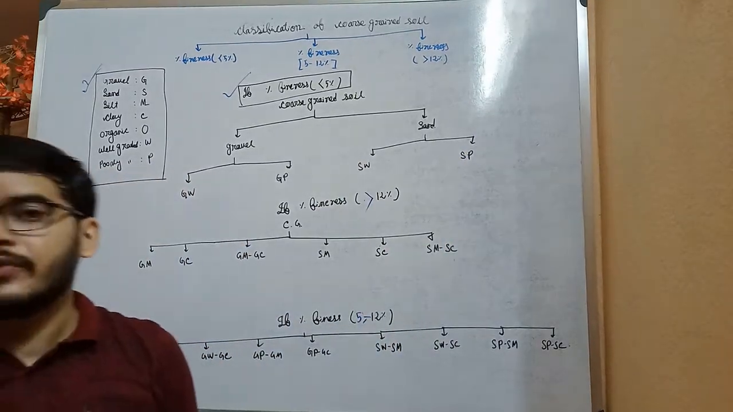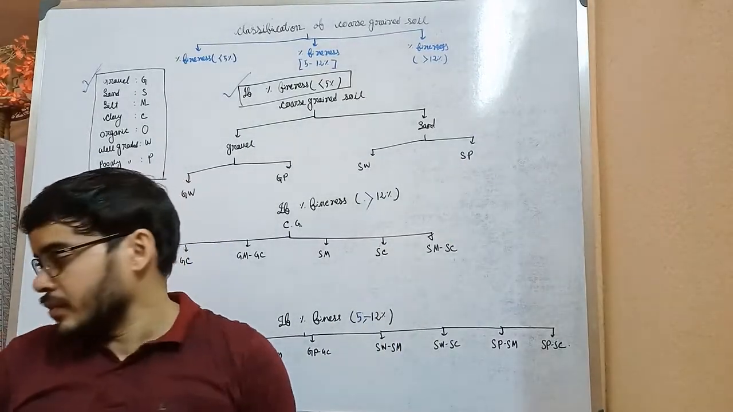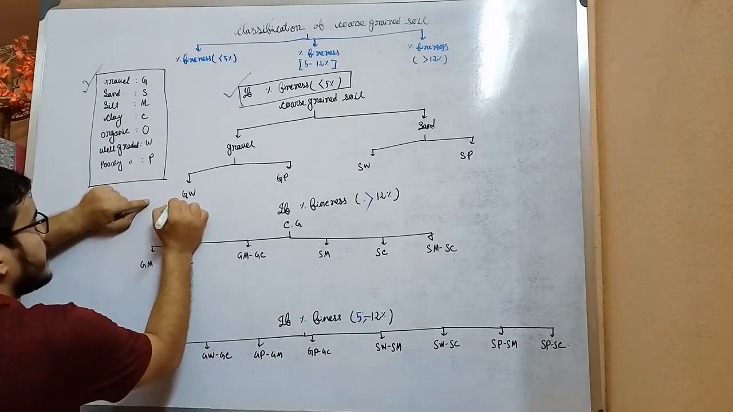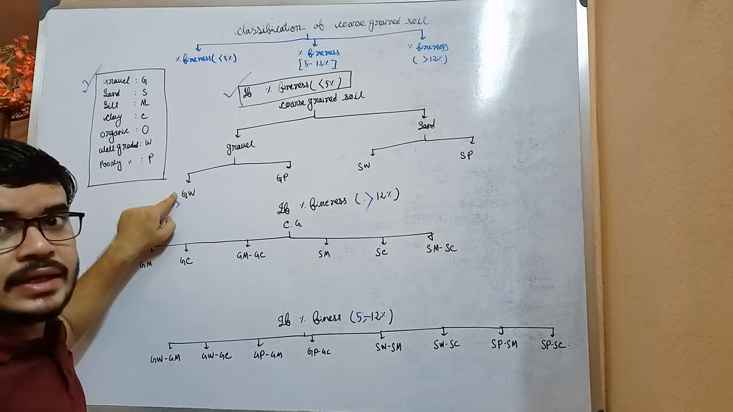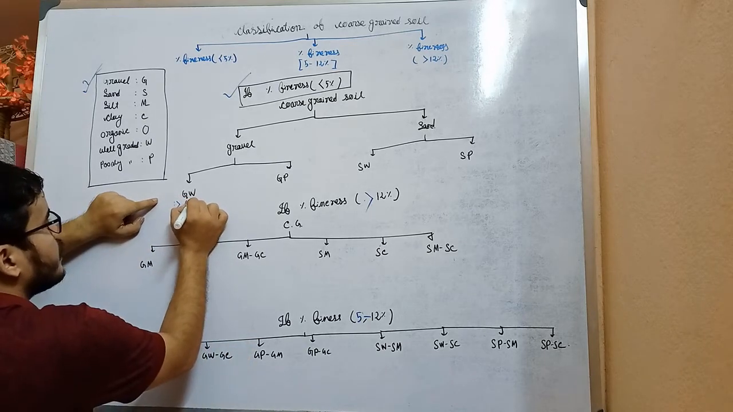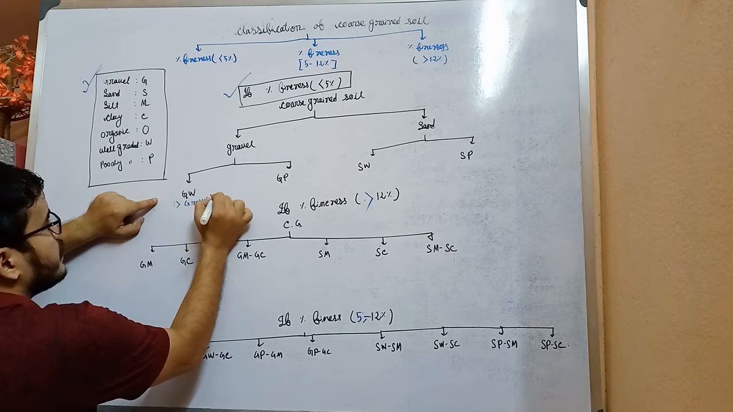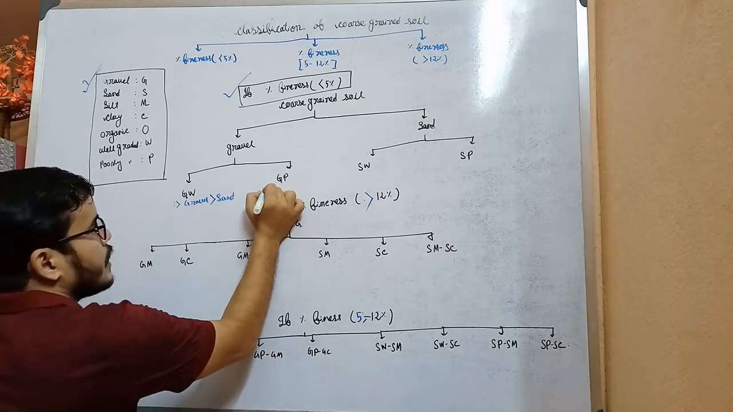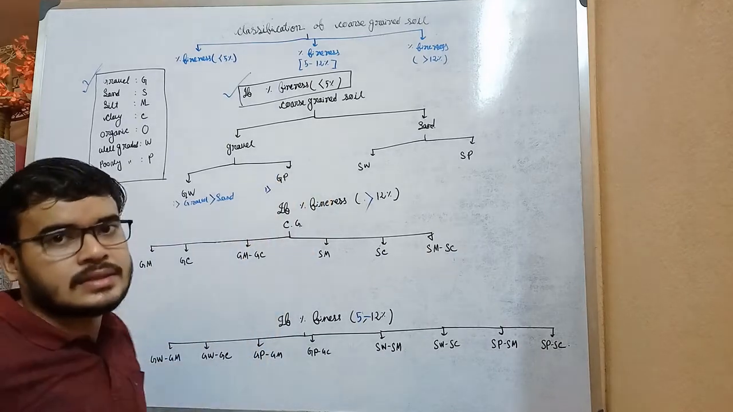And how can we define it as well graded and poorly graded? Write that down. Here the first point will be, as it is well graded gravel, gravel greater than sand. First point, gravel greater than sand. Write this here also, gravel greater than sand.